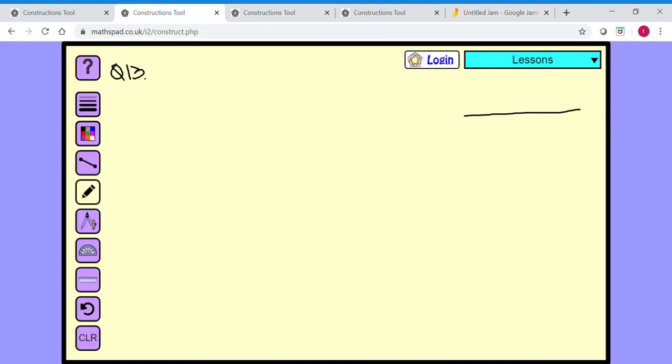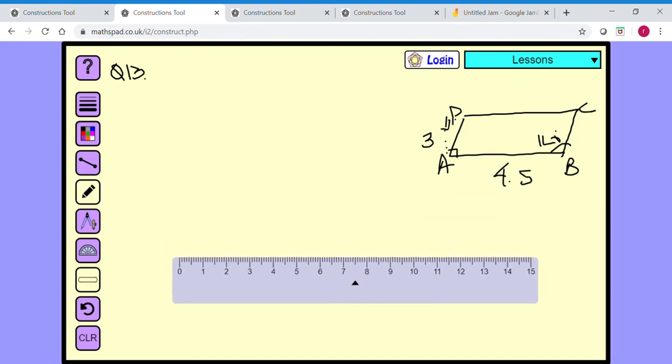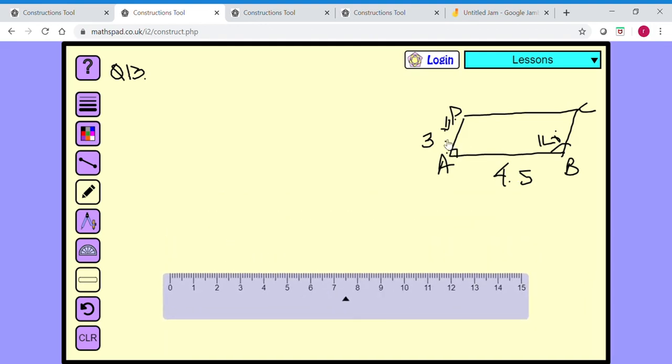I will quickly draw a rough diagram on this as well. This is my height. The height is 3. This is A, B, C, D. This was 120 degree, and the base is given as 4.5, and this is 3. Perfect. So we will start with constructing AB, which is of length 4.5.